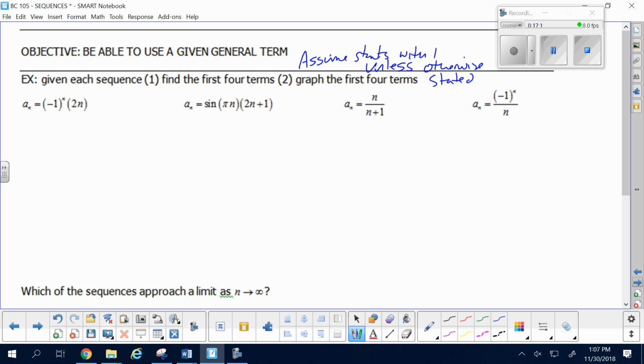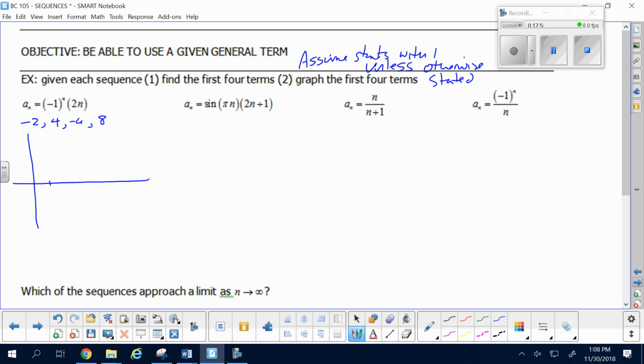For example, in this sequence, I want the first 4 terms. Well, what is a sub 1? If you put in an n of 1, what comes out? Negative 2. If you then put in an n of 2 for the second term, a sub 2 is positive 4, because now you have a negative to an even power. Then negative 6, then positive 8.